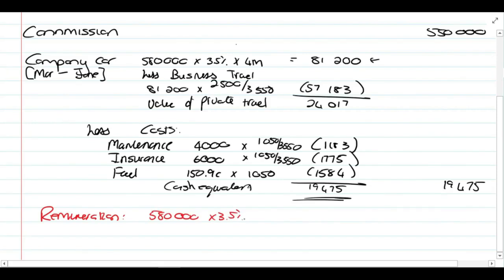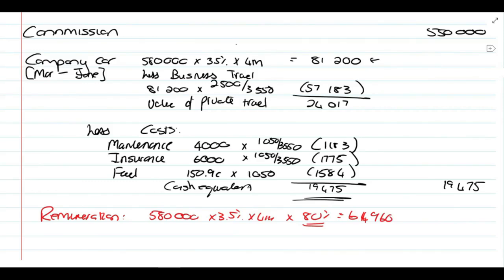So 580,000 times 3.5% times the number of months, and remember times 80%. That is how we calculate the remuneration value. We'll use this for section 11F and so forth. Remember that 80%, we use 80% in all instances unless we can prove that more than 80% of our travel will be for business purposes.